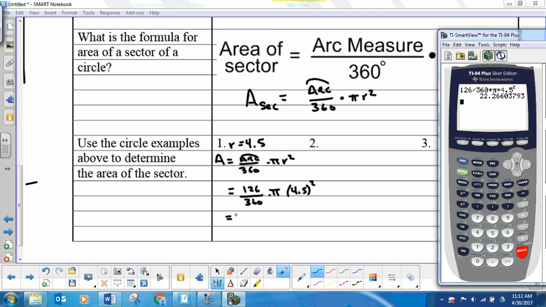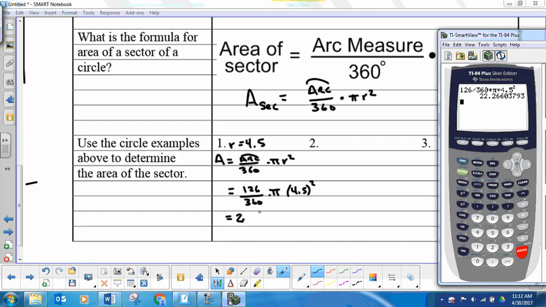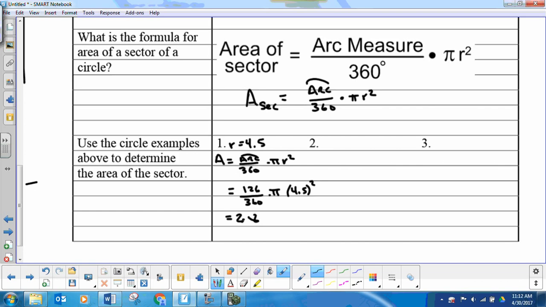So the area of this sector is 22.3 is where that would round to. Excuse me, I don't know what's going on when I'm transferring between the two. So 22.3, let's make it prettier.